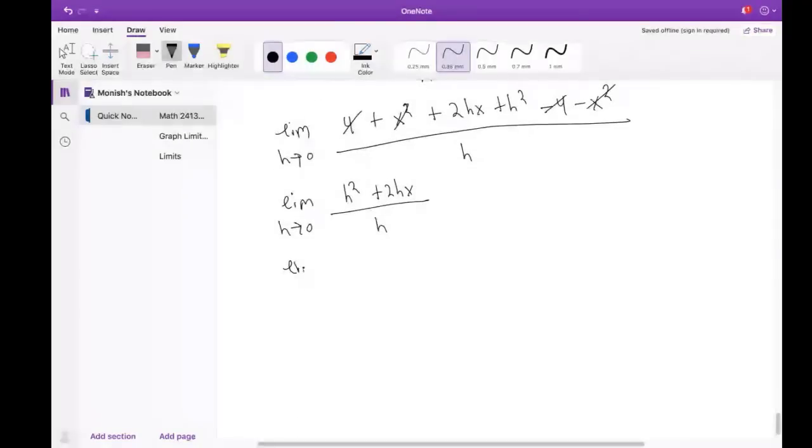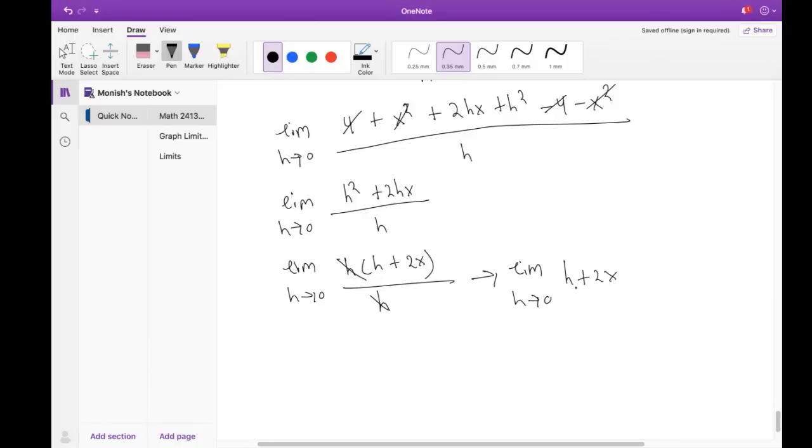And then from here, you can factor out the h and be left with h plus 2x divided by h. And these h's cancel. So you're left with limit as h approaches 0 of h plus 2x. Then you can directly substitute 0 in for h, and you're left with 2x as the equation for your derivative.